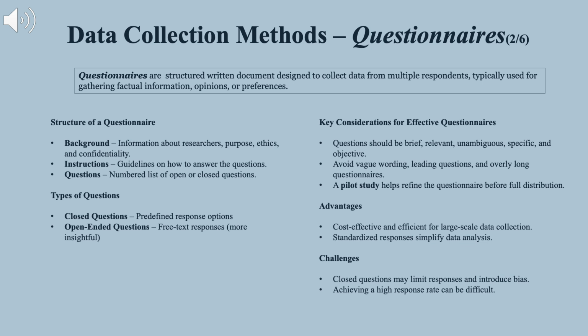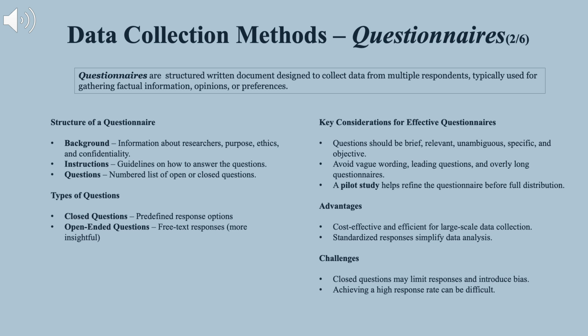The background section provides information about the researchers, their sponsors, the purpose of the questionnaire, and ethical considerations such as confidentiality and voluntary participation. The instructions section guides respondents on how to answer the questions, often including examples. Finally, the questions section contains the actual list of numbered questions.